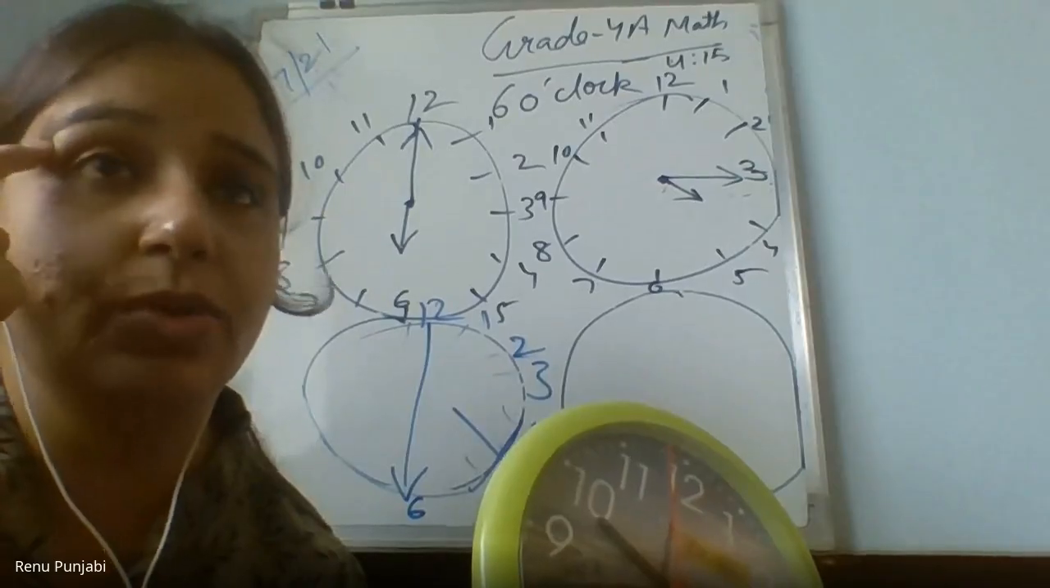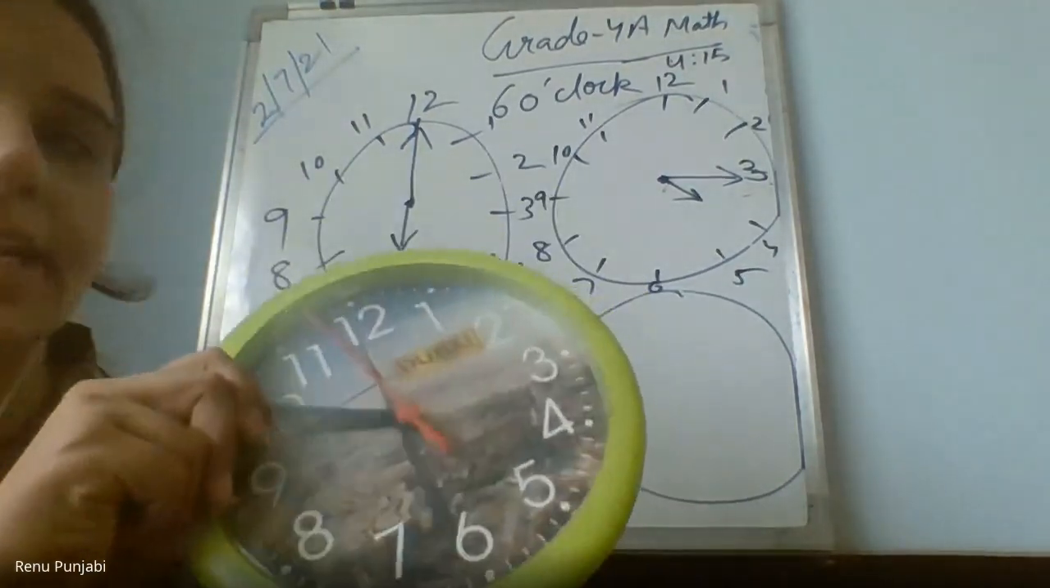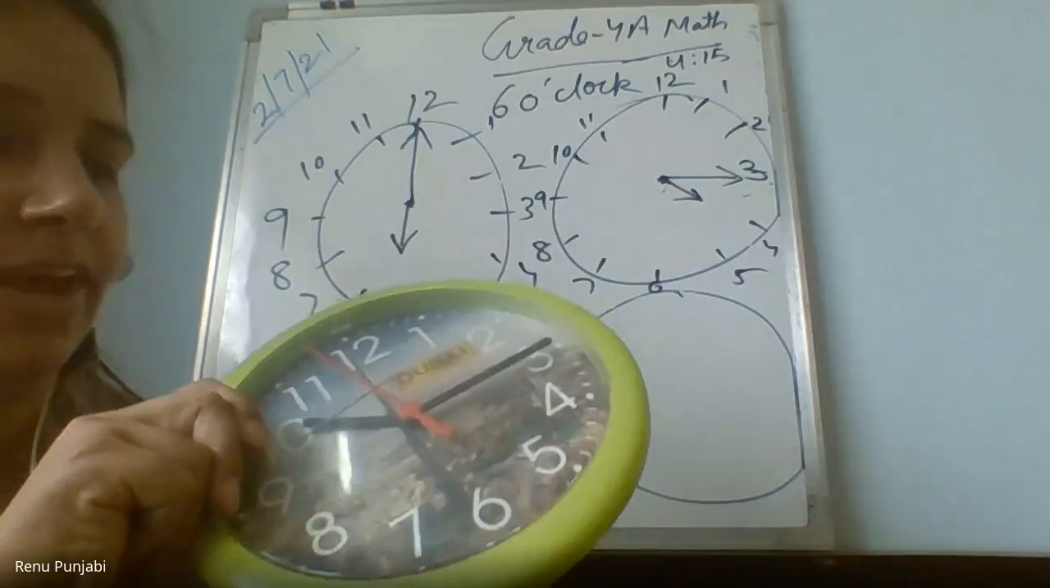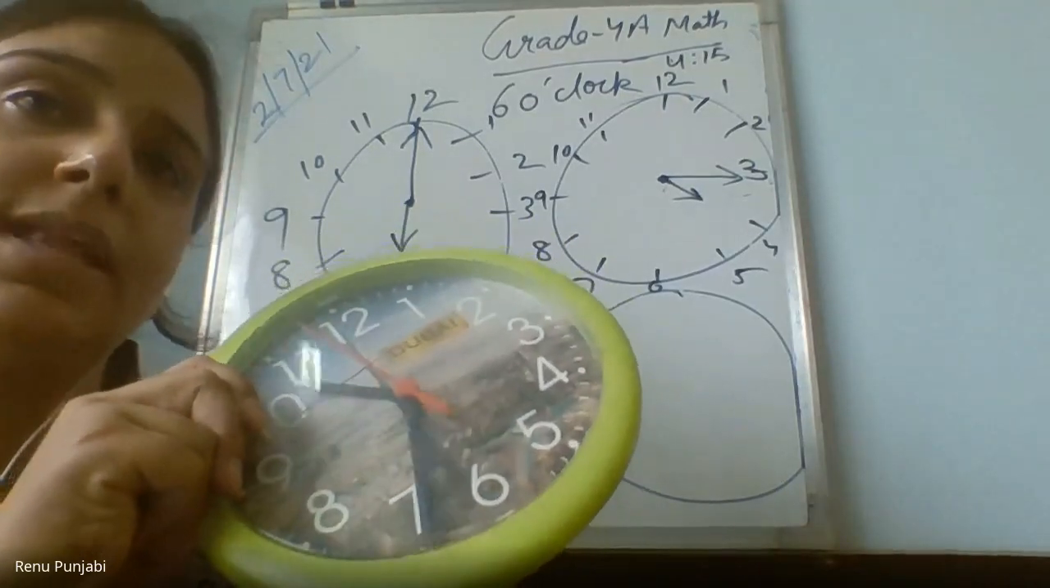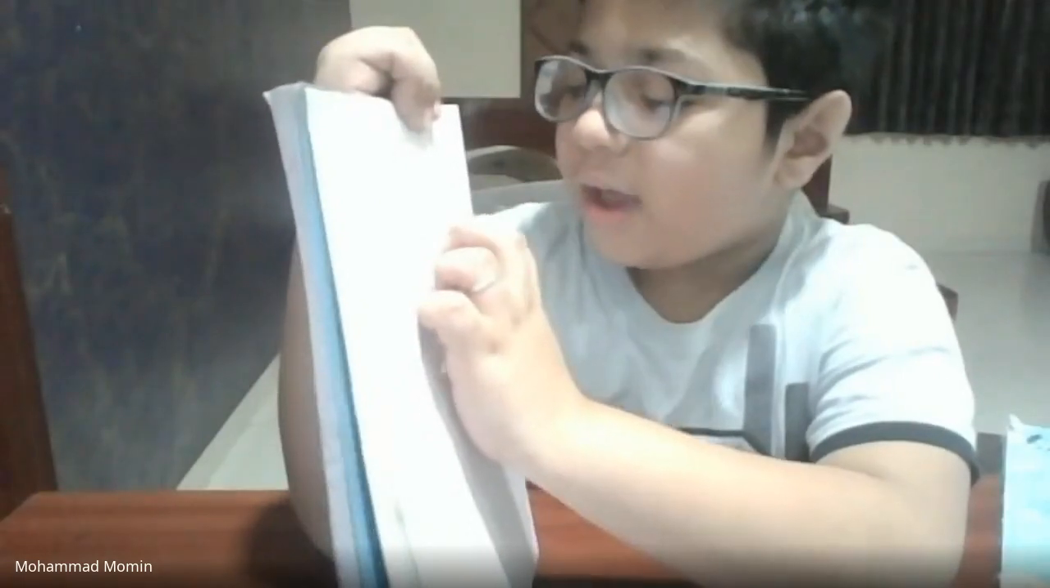Okay. Next clock is showing what time? Ma'am, the next clock is showing 5:10. So where will we see it, children? I am moving my clock also. He said 5:10. So let's see where the short hand will be, Mohammed. You tell me. The small one is on 5 and the bigger hand is on 2.